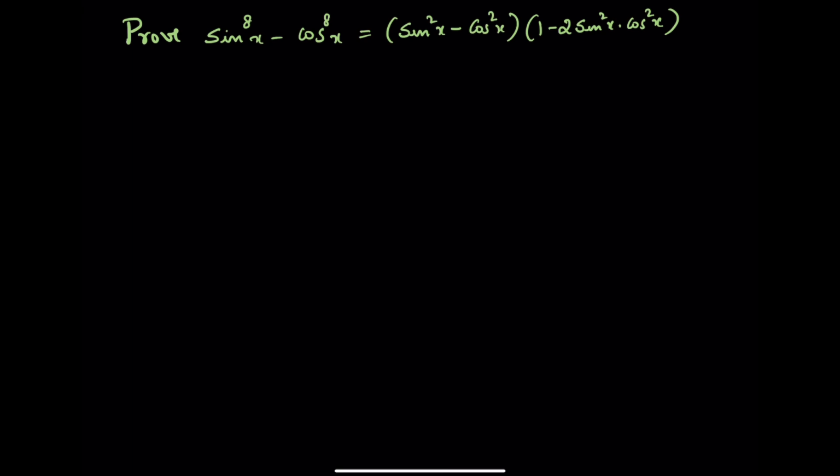So here we have to prove that sine to the power of 8x minus cos to the power of 8x can be changed to (sine square x minus cos square x) multiplied by (1 minus 2 times sine square x cos square x). So this LHS should be converted to this RHS. So that is the goal here. Now let's start with the LHS here.